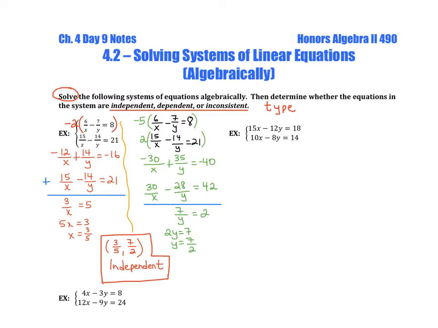Okay, so our instructions say solve the following systems of equations algebraically, then determine whether the equations in the system are independent, dependent, or inconsistent. And one thing I want to emphasize is that we will always first solve the system of equations, just like it says. And then once we've solved the system, then we'll make that determination on if those equations in the system are independent, dependent, or inconsistent. In other words, after we solve, we will determine based on the solution what type of equations are in that system. All right, so in the first example, there are many ways in which we could solve this.